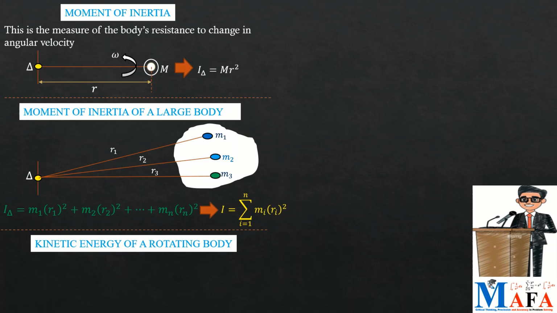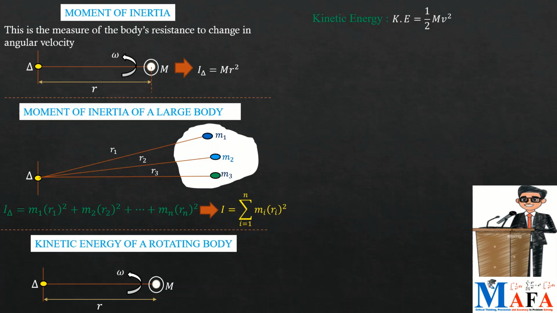Alright, the third thing we are going to look at is how to find the kinetic energy of a rotating body. I'm still going to consider our first scenario, where we have a small body, a point mass of mass m, rotating about an axis delta, and the distance from the point mass to the axis is r. Now, how do you find the kinetic energy? Simply half m v squared, where v is the velocity.